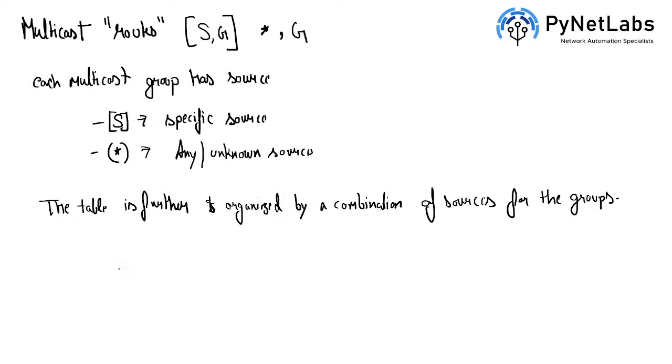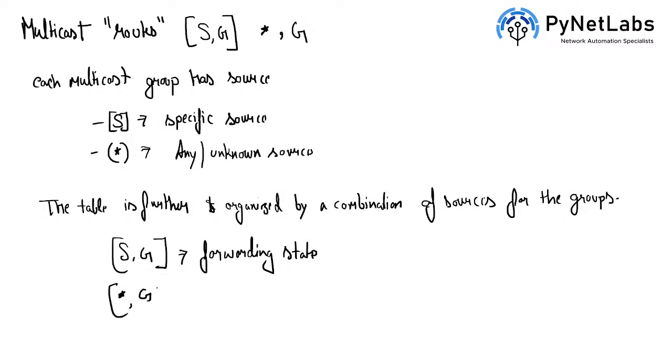Now, in these sources, we have this S,G, which means forwarding state with a specific source. And if you see star,G like this, it means forwarding state with any or unknown source.